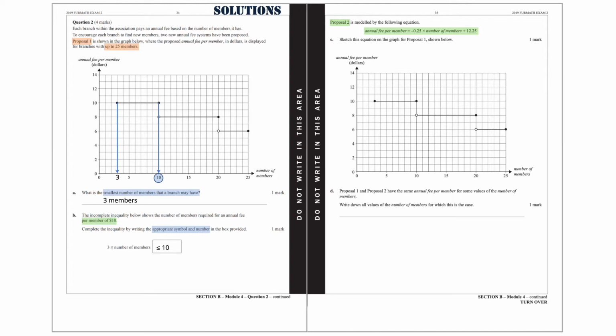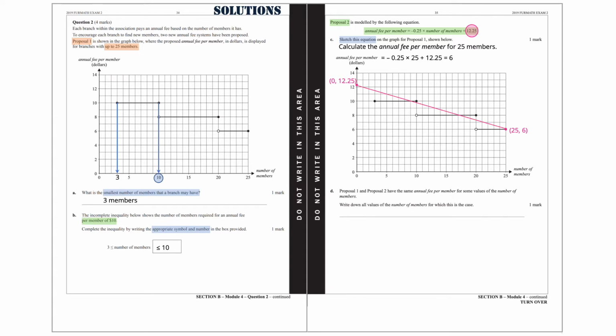Part C. Sketch this equation on the graph for proposal 1 shown below. We are going to start from the intercept with the vertical axis, which is 12.25. Then we calculate the annual fee per member for 25 members. So the annual fee per member equals -0.25 times 25 plus 12.25 equals 6. So the new point has coordinates 25 and 6. We can now draw the line between the 2 points.